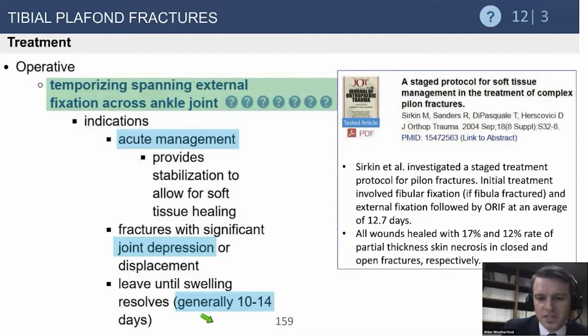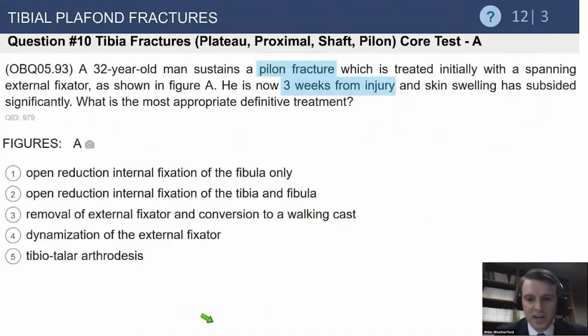Okay, so this is the paper right here. This is a staged protocol for soft tissue management. So Sirkin and Sanders, this was out of Tampa in 2004. Again, they looked at their staged treatment with initial external fixation followed by delayed definitive treatment. Average treatment occurred at 12.7 days. There was still fairly high complication rates. However, compared to the historical controls where these injuries were treated typically at the worst possible times, at 2 to 5 days from initial presentation, this is a dramatic decrease in the rates of wound healing complications and infection.